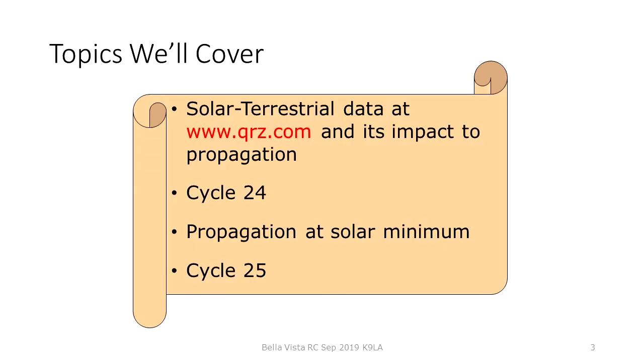Okay, what we'll cover is the solar-terrestrial data at www.qrz.com and its relation to propagation. Once we get through that, we'll go through a quick update on cycle 24, what to expect for propagation at solar minimum, and also some words on cycle 25.